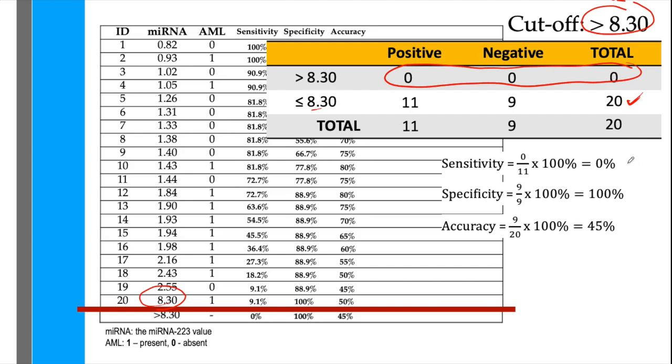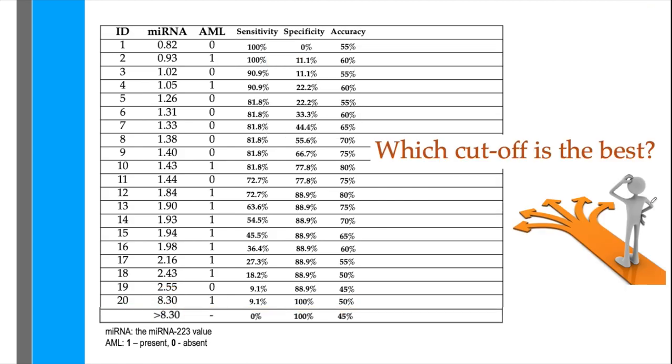So this gives us a sensitivity of 0%, specificity of 100%, and accuracy of 45%. Now, given these results, which cutoff is the best? Others simply make use of the accuracy. The one with the highest accuracy, in this case, 1.43 and 1.84.